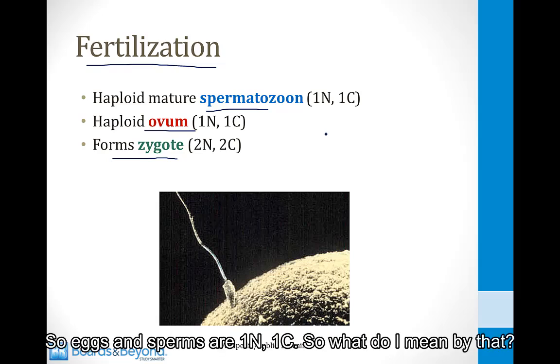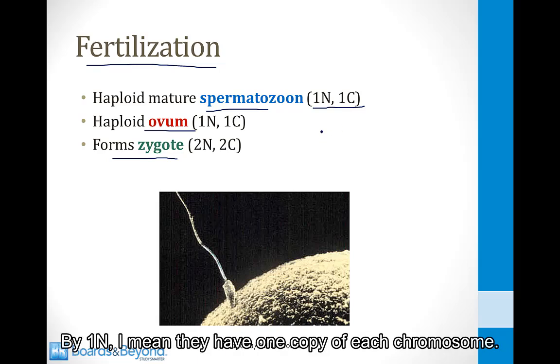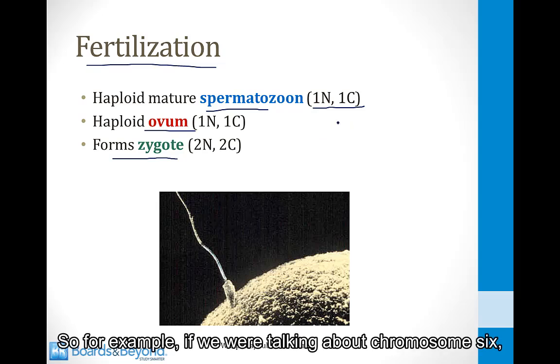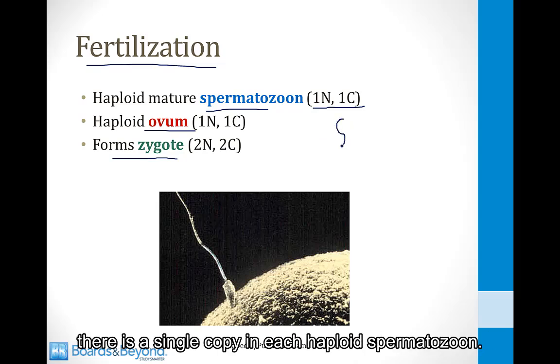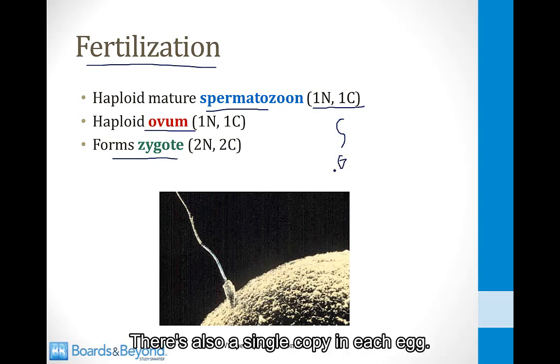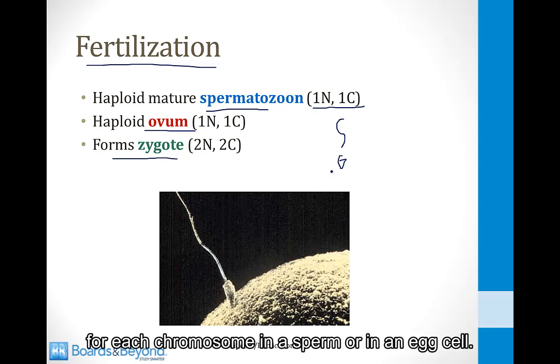So eggs and sperms are 1N, 1C. So what do I mean by that? By 1N, I mean they have one copy of each chromosome. So for example, if we were talking about chromosome 6, there is a single copy in each haploid spermatozoon. There's also a single copy in each egg. In addition, there's only one chromatid for each chromosome in a sperm or in an egg cell.